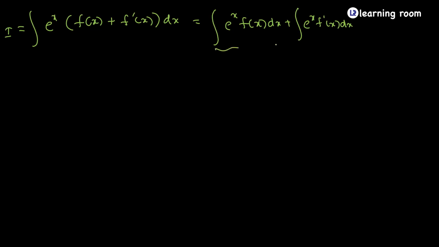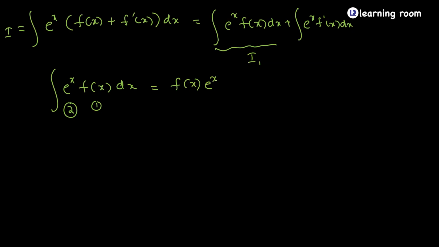Now I'll take this as I1. So can I say I is equal to I1 plus some other integral? Now I'm going to solve only this I1. Remember, what is that I1? It is the integral of e power x into f of x dx. So as per the isolate rule, this should be the first function and this should be the second function. So according to by parts, what are we going to do? We will write the first function into the integral of the second function, which is e power x itself, minus the integral of the first function's derivative, that is f dash of x, into the second function dx. Makes sense? So I'll call this equation number 1, and this equation number 2.